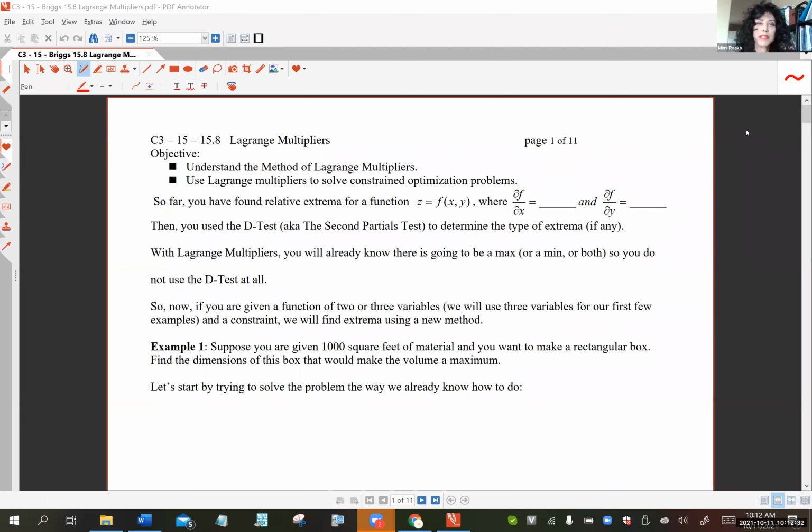Welcome to another fabulous day in Calculus 3. We're going to be doing the Lagrange Multipliers method, and it is exciting because it's a cool way to extremize or optimize a function, especially if it's a function of 3 variables, which we're going to find out.